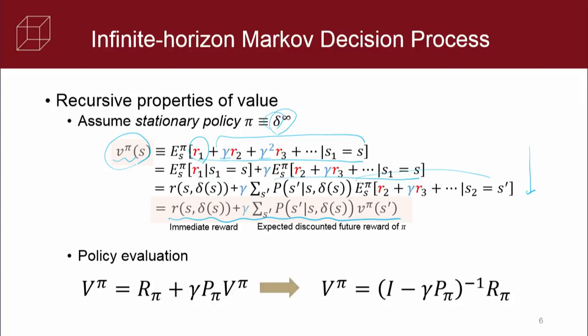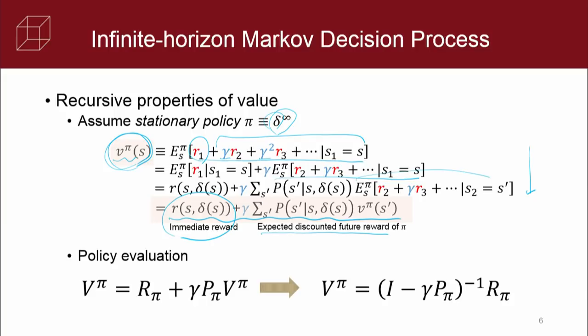So according to these derivations, the value of pi at the state S is equal to the immediate reward plus the expected discounted future value of the pi. We refer to this system of equations as the policy evaluation equations. So we know for sure we can get the value function for each state S if the actions are chosen according to the policy pi.